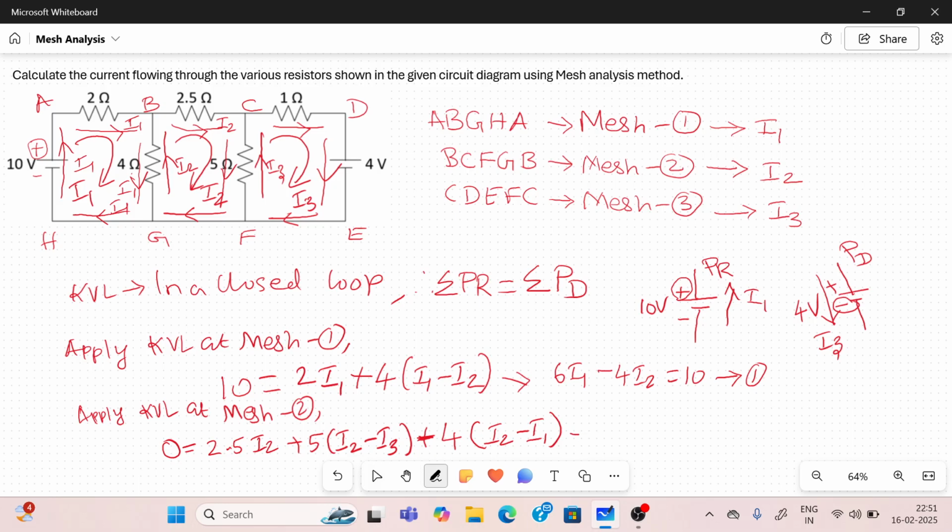So what is the equation? You can simplify the equation further. So 2.5 I2, and here 5 I2, totally 7.5. Here also 4, so totally 11.5 will be coming. So what about I1 first? First write the I1, right?